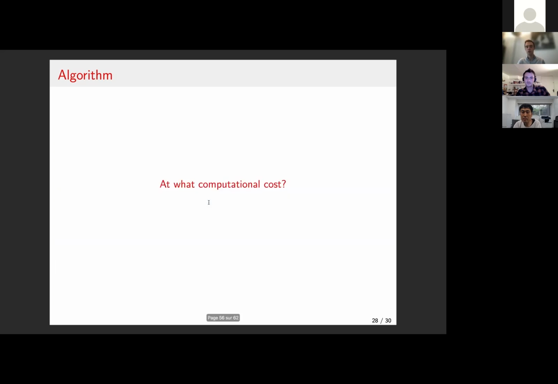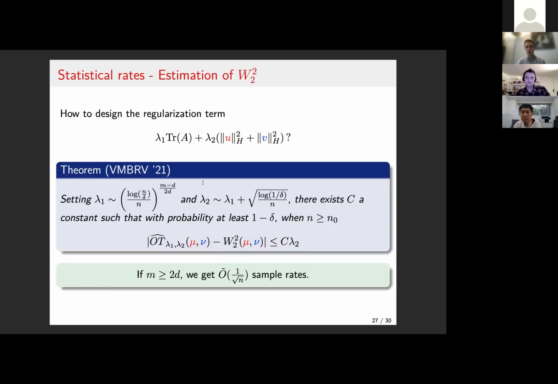Because what we've observed in practice is that even though we have some statistical rates for lambda 1 and lambda 2, usually in practice they seem to be quite pessimistic. We haven't found those rates very helpful from a practical point of view to fit lambda 1 and lambda 2. Yeah. Okay, thank you.